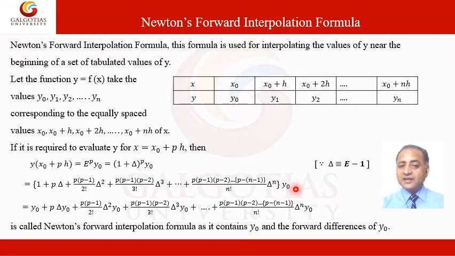Why is it the forward interpolation formula? Because this formula contains the forward differences delta y0, delta squared y0, delta cubed y0 and so on. Okay.